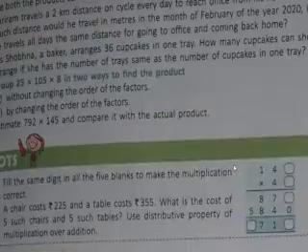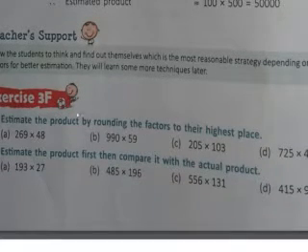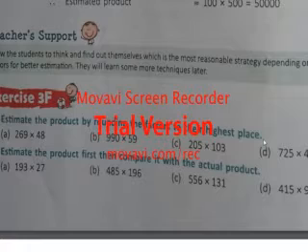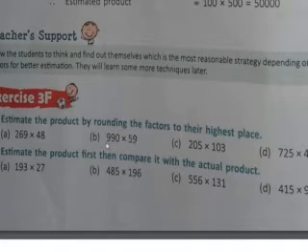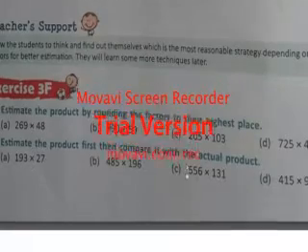So here the question is what? Let's remember the question. I will not be coming back again. You can see estimate the product by rounding its factor to their highest place value. Highest place value means here it is 100 digit, so 100. Here tens, so tens. Here 100, so rounding up to nearest 100. Here 10, so rounding up to nearest 10. And in the second question you have to estimate the product first, then compare it with the actual product. So let's see how I had done and explained to you.